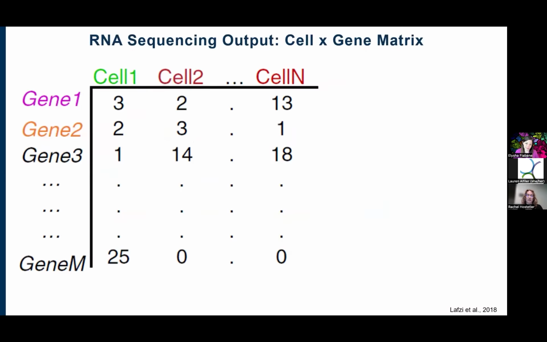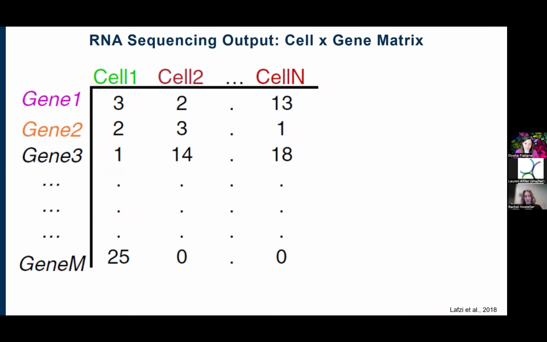And what's the output of this sequencing data? Well, what you end up getting is a cell by gene matrix, which shows you the number of transcripts counted for your different genes and also per cell. So when you have this over thousands and thousands of cells and thousands of genes, it ends up being a matrix that can possibly have 30,000 genes and however many cells you profile. So it ends up being a very, very large data set.